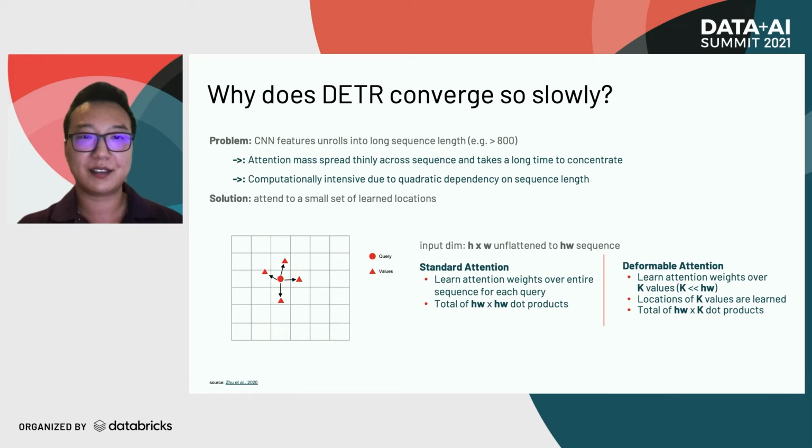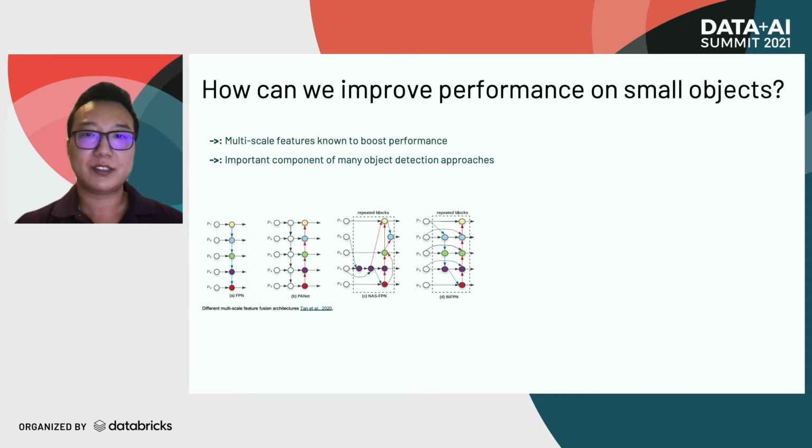And the solution that the authors of the Deformable DETR paper came up with is called Deformable Attention. And their insight is that instead of attending to every single pixel in the image, we're going to learn just a few values that we should attend to for a particular query. So instead of looking at HW pixels, we're going to look at K, with K being much smaller than H by W. And the location of these K values are learned. And then we wind up with a much smaller number of total dot products for attention. So we're going to learn where to focus on instead of trying to attend to everything. So that helps with the convergence rate.